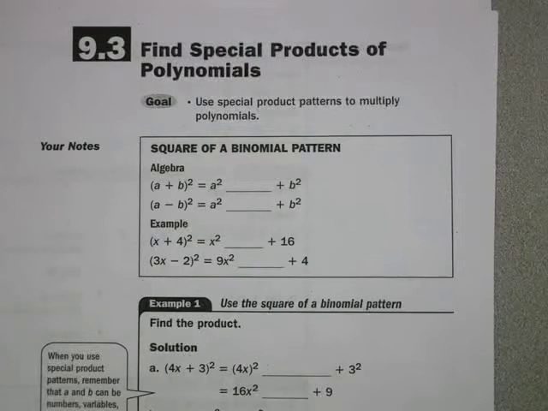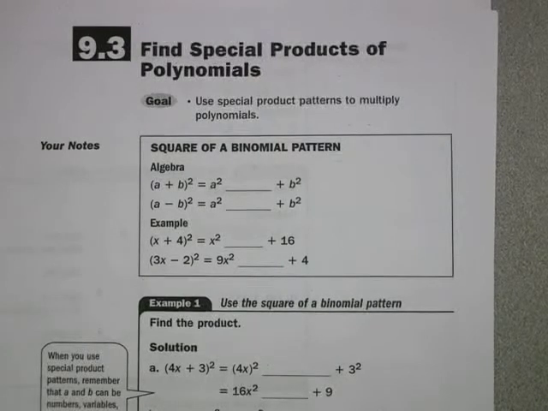3, we are going to find some special products of polynomials. These are shortcut patterns, basically. You could definitely work these binomials out by FOILing, like we did in the last section, but who doesn't want to take a shortcut, right?